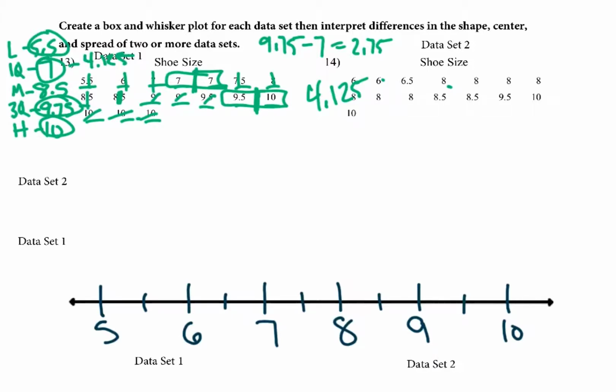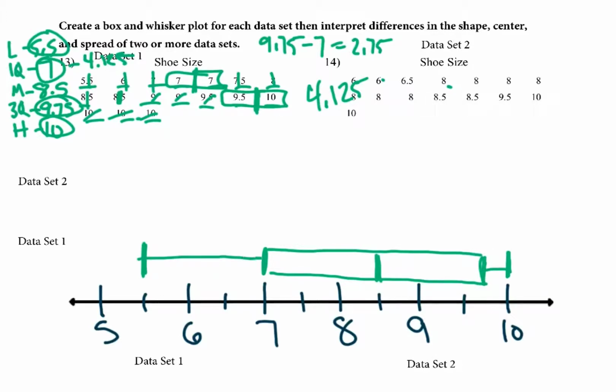Okay, so then on data set 1, my low is 5.5, so I draw a bar. My first quartile is 7, another bar. Midpoint, 8.5. Third quartile is 9.75, so it'd be like right there. So then these form my box. And at 10 is my whisker.